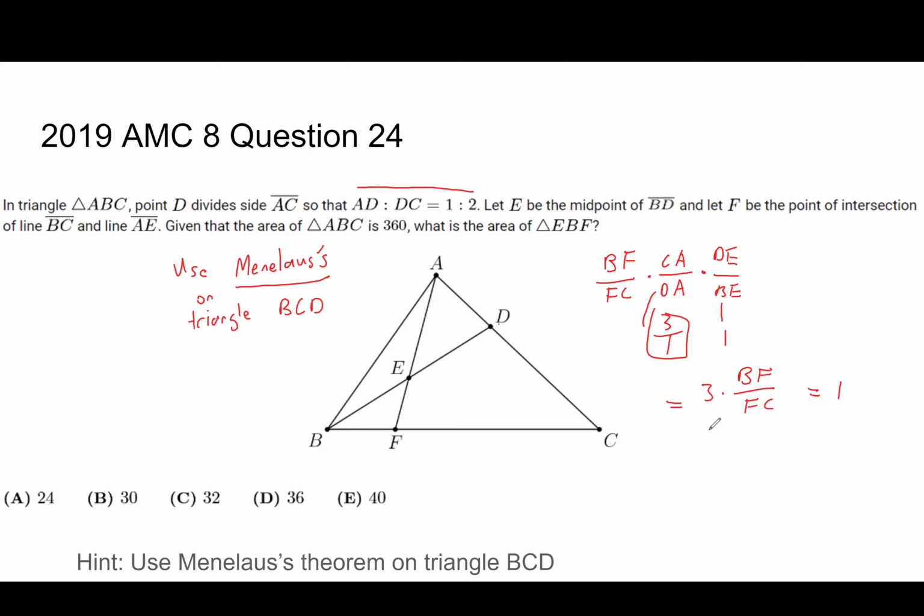So that basically tells us BF to FC equals 1 over 3. Okay, does that make sense? Okay, so given this hint, try and figure out the area of EBF. So I'll give you guys more time.